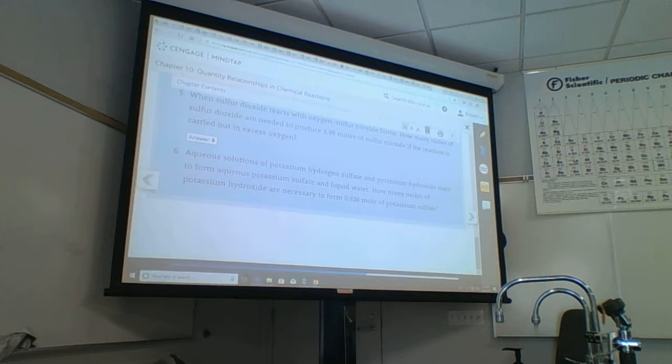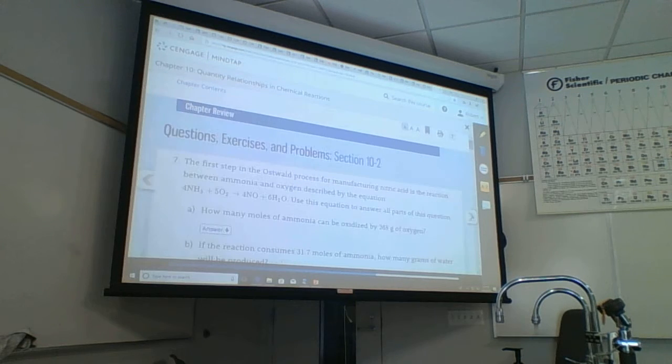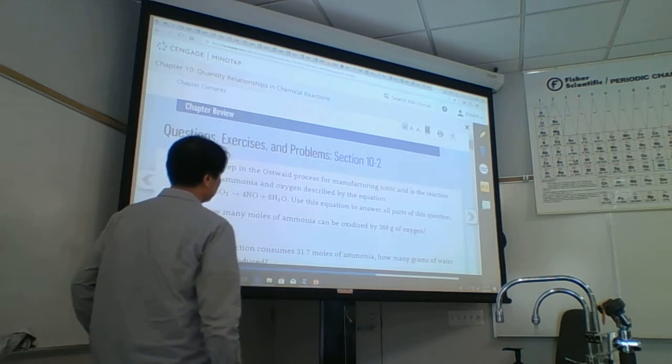Number 6, aqueous solutions of potassium hydrogen sulfate and potassium hydroxide react to form aqueous potassium sulfate in water. This is an acid-base reaction, another mole-to-mole. So we just need the balanced chemical equation, but those aren't too hard because they tell us. We didn't have to predict. It's more difficult if you have to predict the products.